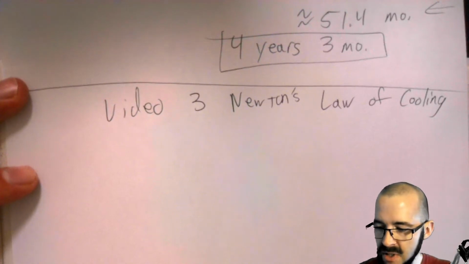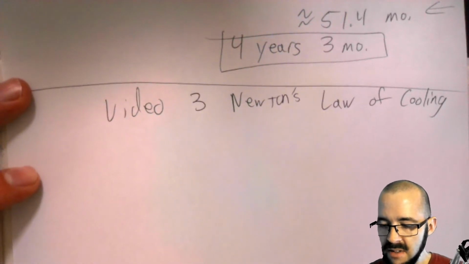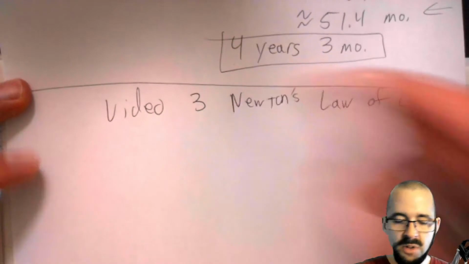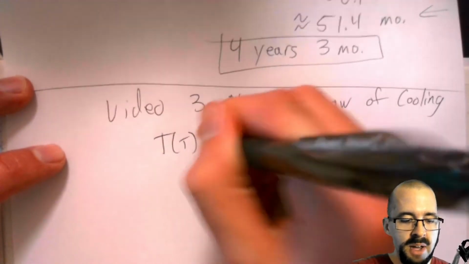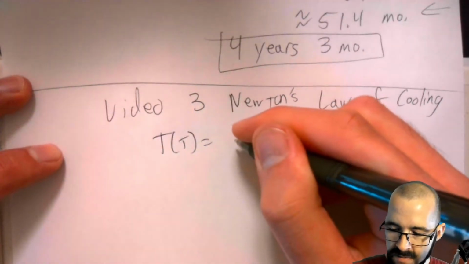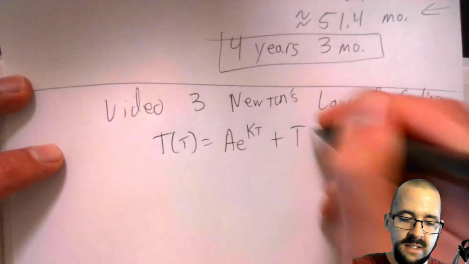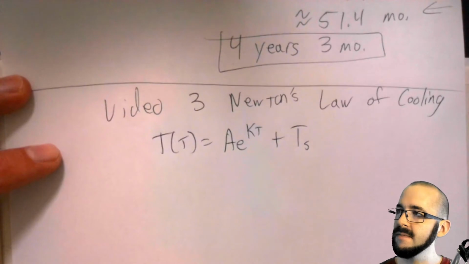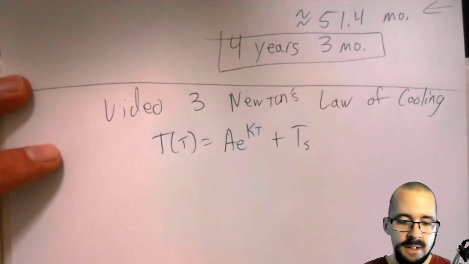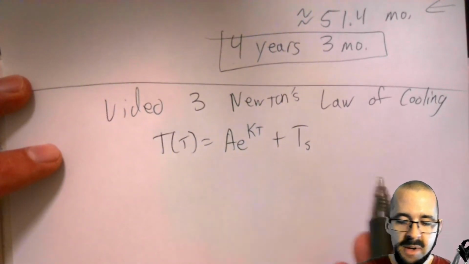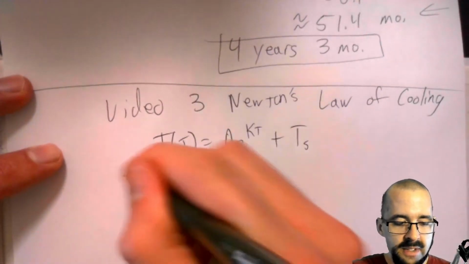All right, these last two videos are pretty short, other applications of logarithms. So Newton's law of cooling is a model, and the model looks like this. T of t is equal to a e to the kt plus capital T sub s. So what we've got right here is a model, and here in this model, t is going to be time.